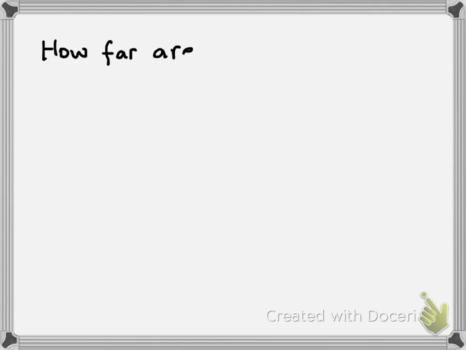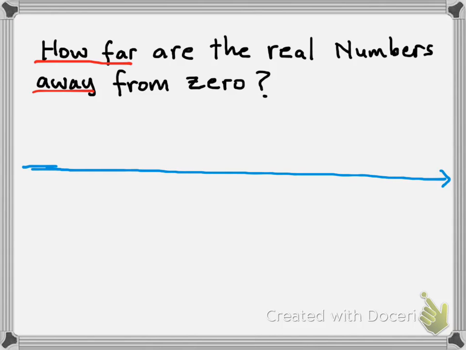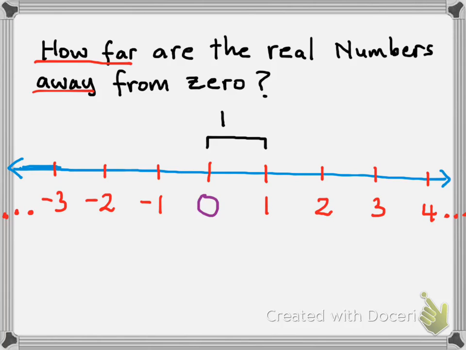The next question to deal with is to ask ourselves how far the real numbers are away from zero. So a real number on a real number line, how far is it from zero? We can investigate this by looking at the real number line again. For instance, the number 1. On this real number line, you can see that it is 1 away from 0, if you look at how far away it is from 0.